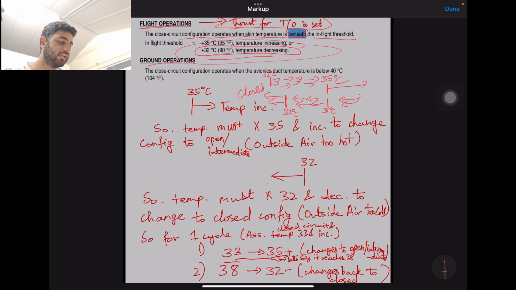It reaches 35 degrees Celsius. It says, okay, is the temperature increasing after 35 also? It says, okay, 35 degrees Celsius, temperature increasing, open that small skin air outlet flap. Okay, so that's how the system determines between your in-flight intermediate and closed configuration.